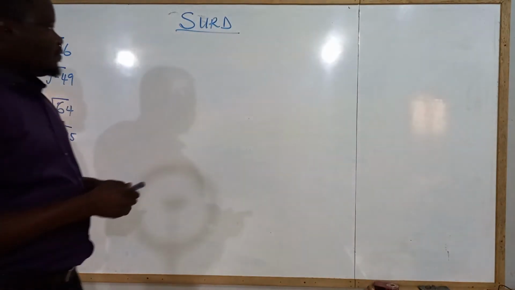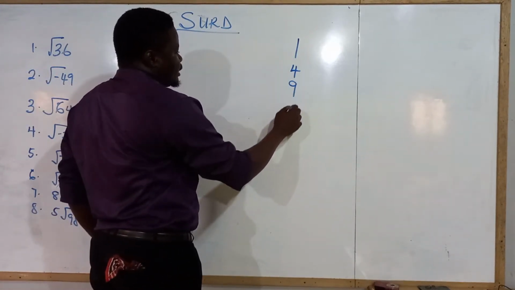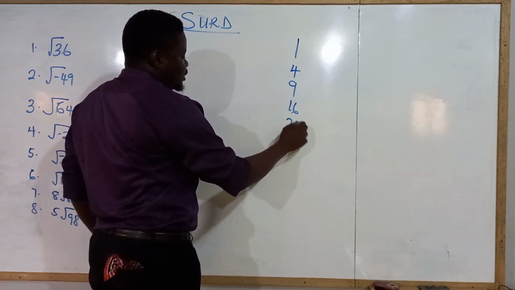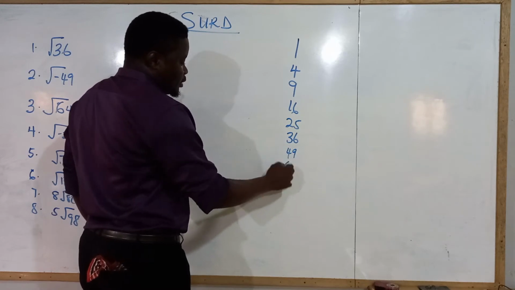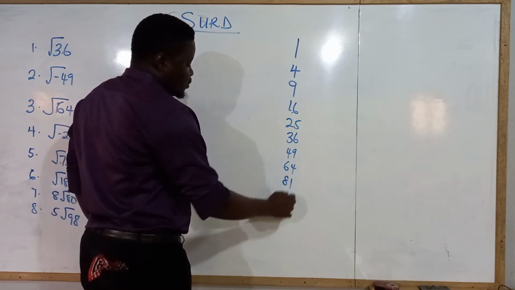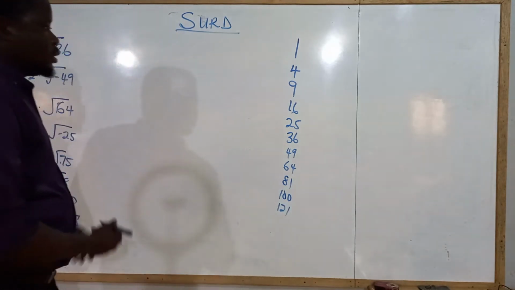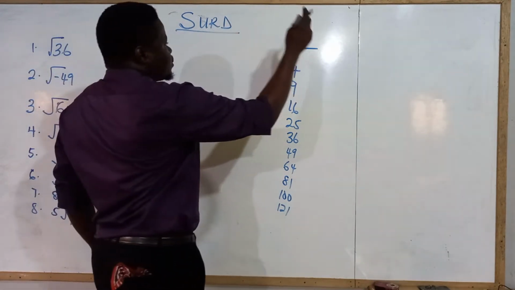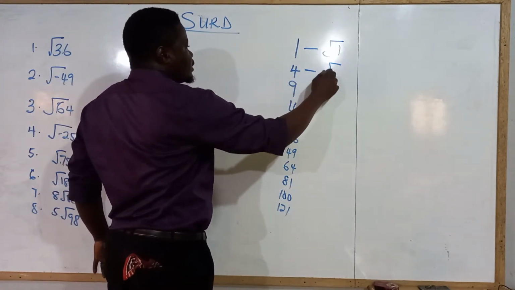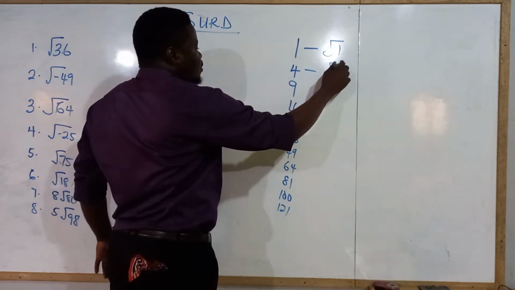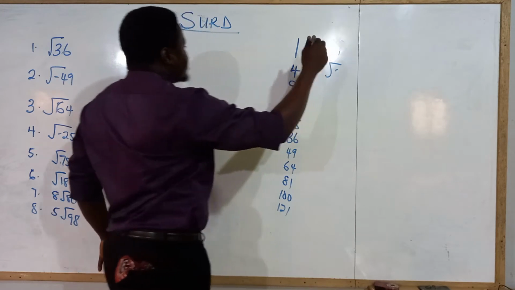And when I talk about the perfect squares, I'm referring to 1, 4, 9, 16, 25, 36, 49, 64, 81, 100, 121, on and on it goes. 1 is the perfect square for square root of 1. 4 is the perfect square for square root of 2.